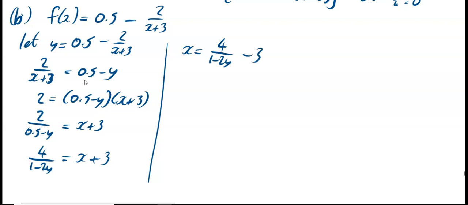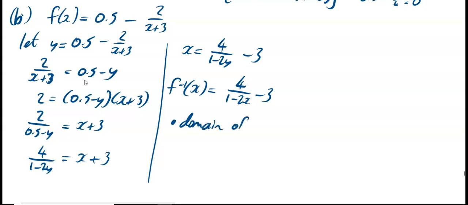Okay, and then you, of course, write it in inverse form. The inverse of f is then equal to, and change the y to x, so 4 over 1 minus 2x minus 3. Okay, the first thing from your notes, earlier on it says the domain of the inverse is the range of the original.